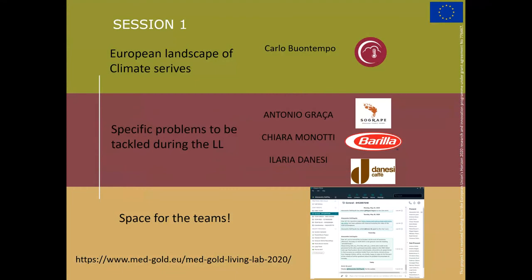In the first session, as you remember, we had a general overview of the climate service at European level, and then we had the presentation by our problem holders for the three problems presented for the wine sector, for the durum wheat pasta sector, and coffee. And then we had a lot of space for the team work, and a lot of work was done by the three teams.